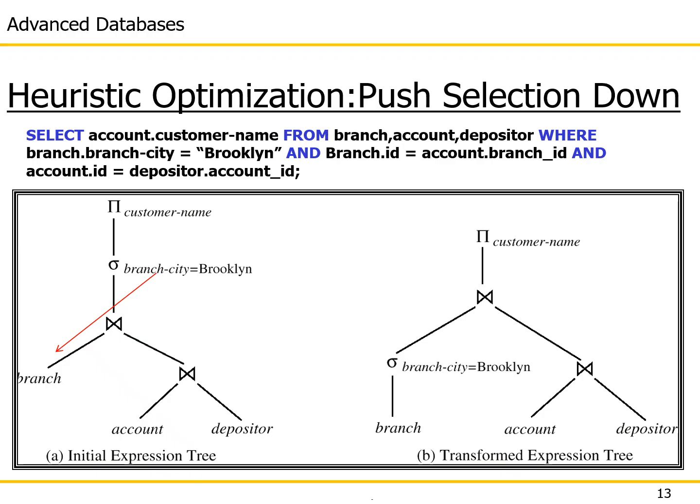Okay? So what the query is doing is retrieving the customer names from the account table where the customer is actually having an account with the Brooklyn branch. And this is how we do it. We say where branch.branch city equal to Brooklyn and branch.id equal to account.branch ID. So in the account table, there is a branch ID, and this is referencing the branch.id, and the account ID equal to depositor.account. Okay? So the heuristic here says push the selection down. Why?